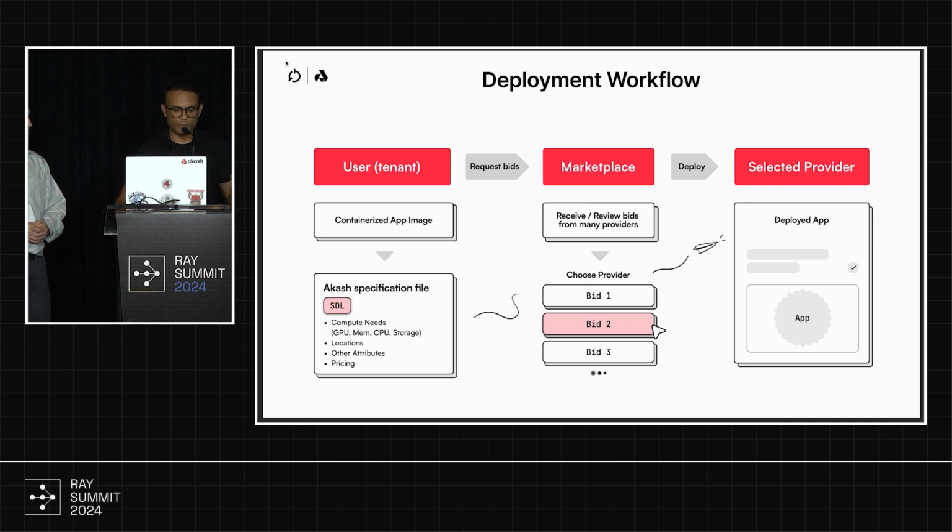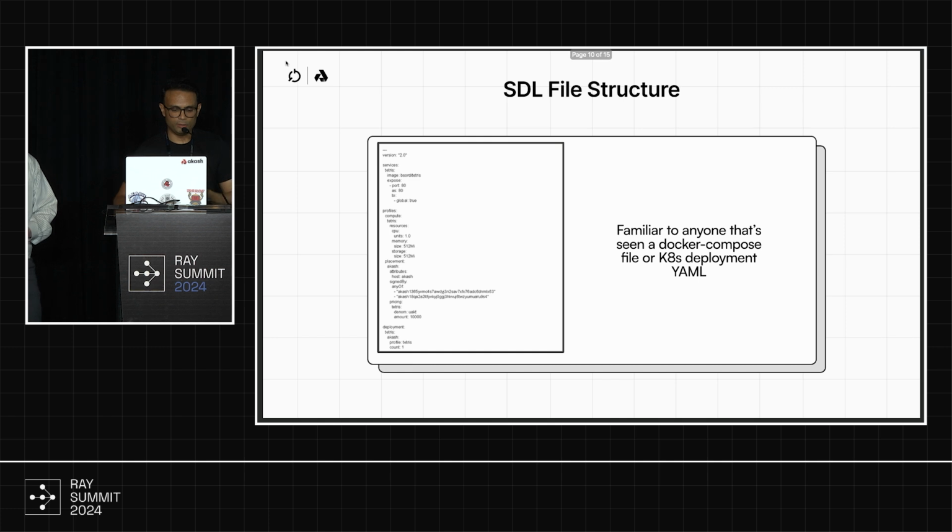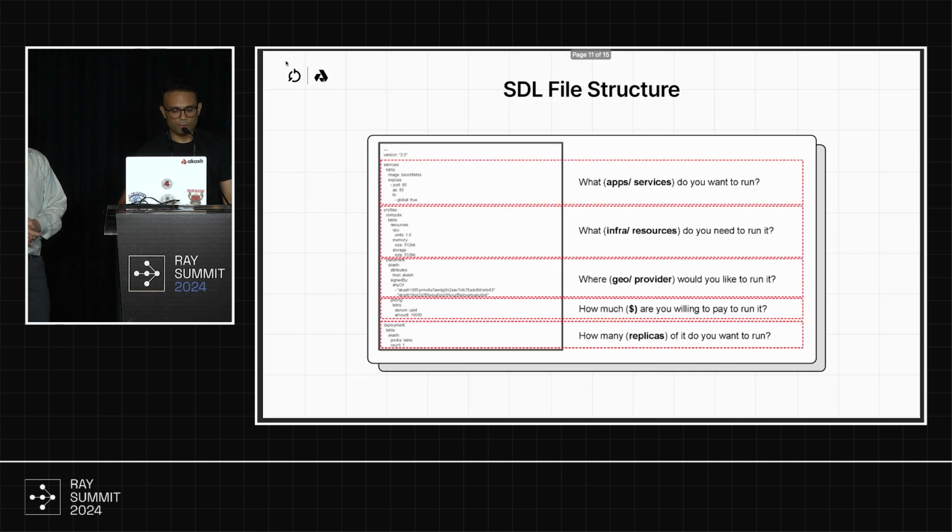So I talked about SDL. Let's look really quickly at what the SDL file structure is. This is what a typical SDL file looks like. This is a simple version. You can get really complicated with this. But anybody who's done Docker Compose here should find this very familiar. Just to break it down a little bit, there are four or five sections to this.